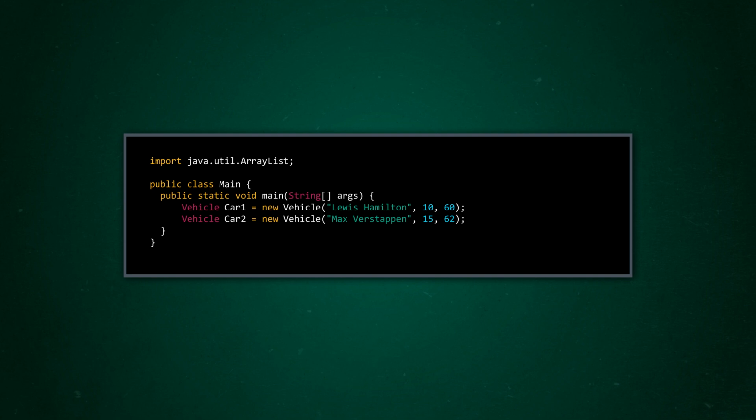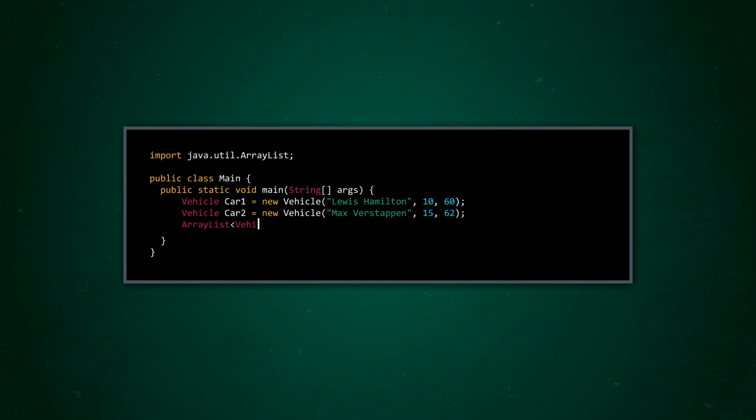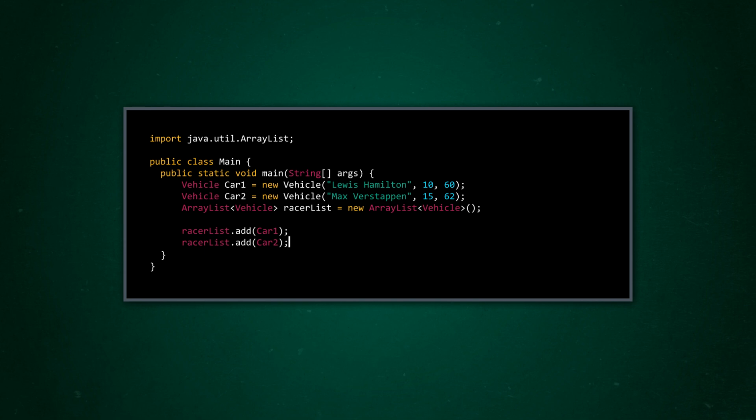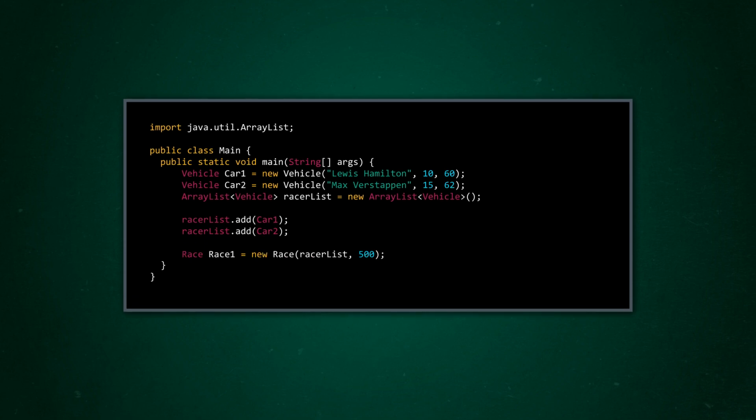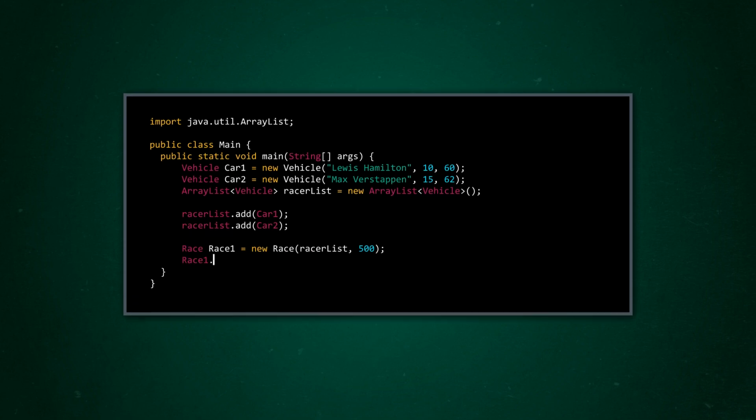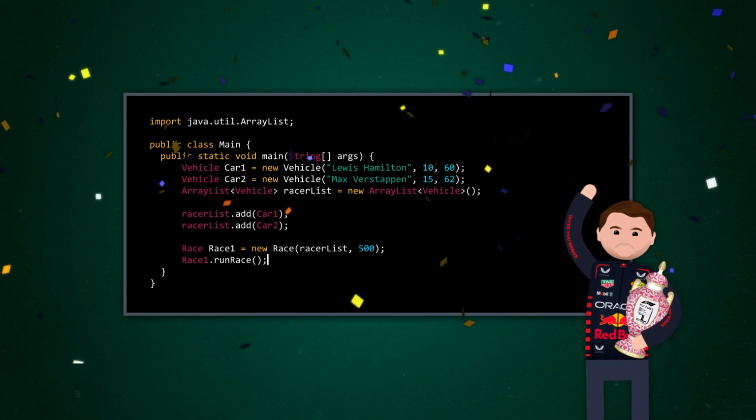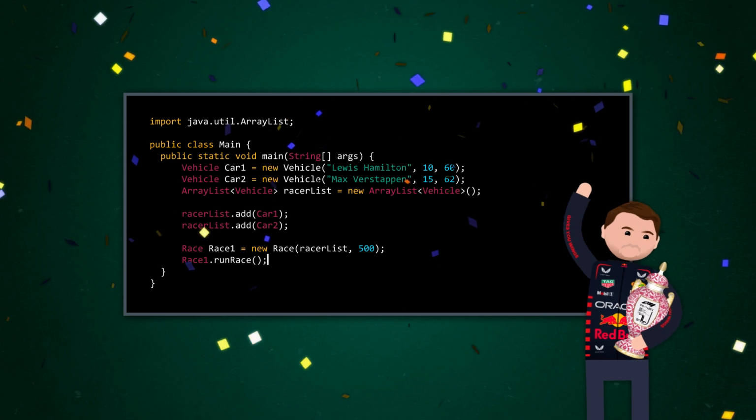To test our program, let's create a couple vehicle objects in our main method. We can start with a tiny race between 2 cars because it'll be way easier to debug this way. We'll put these vehicle objects in an array list of competitors and then add that list to a brand new race object. Next, we'll call the run race method to let our computer simulate the race and announce the winner. Congratulations to Max Verstappen for winning.